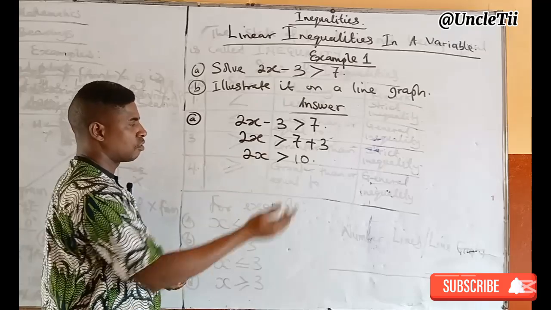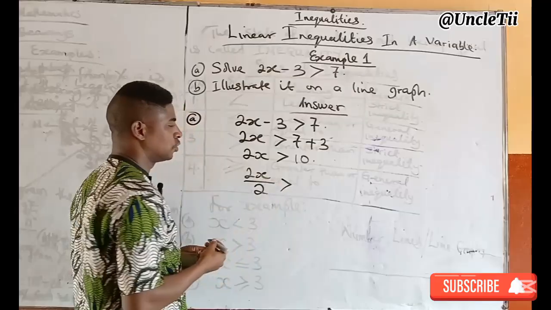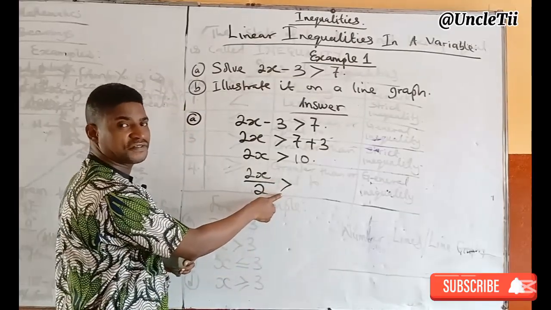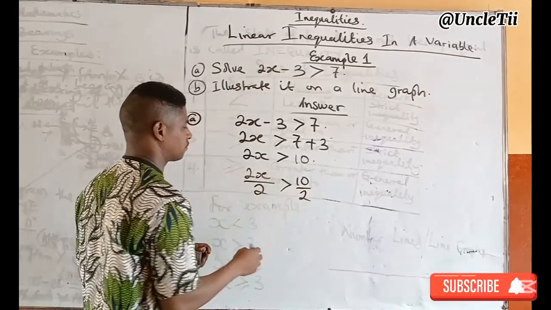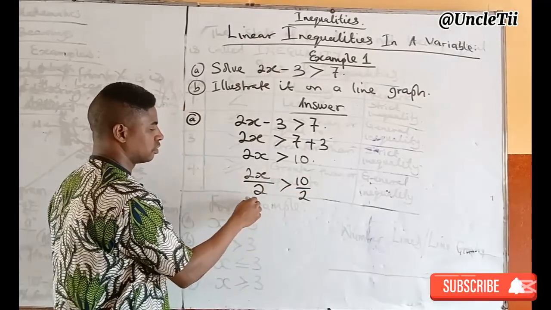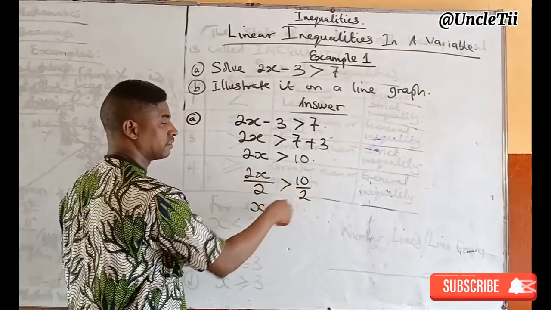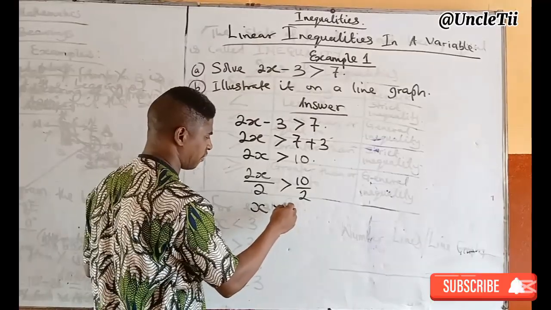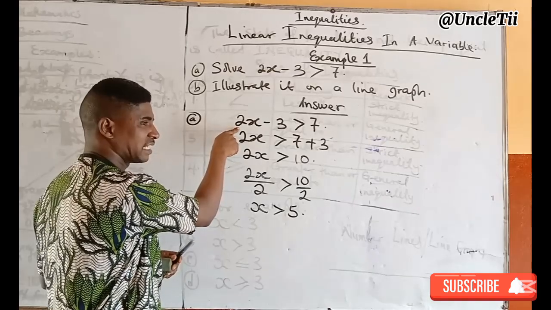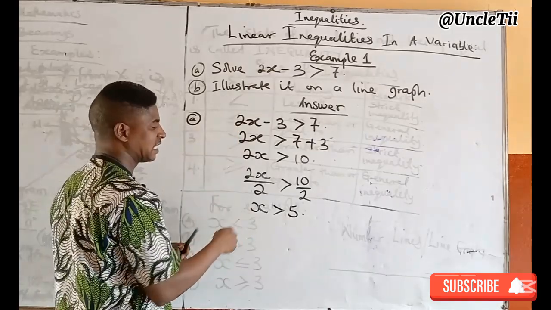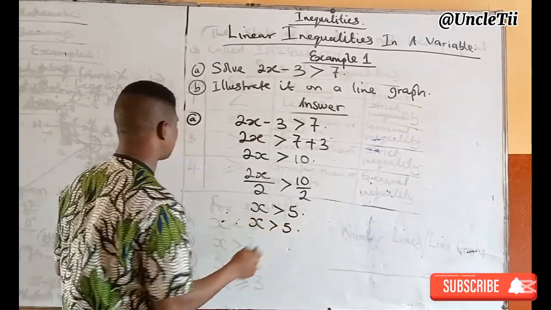Now we have a coefficient 2. It is positive. We are going to use it to divide both sides. Because 2 is positive, using it to divide both sides will not affect the inequality sign. So 2 will cancel 2, leaving us with x on the left, and then on the right, 10 divided by 2 will give us 5. So the solution to this inequality, 2x minus 3 greater than 7, is x greater than 5. Therefore, x is greater than 5.